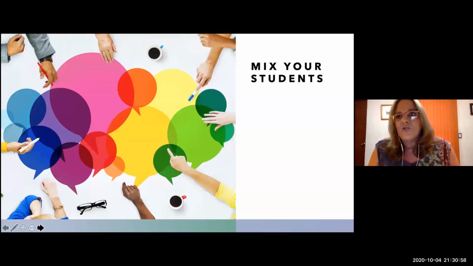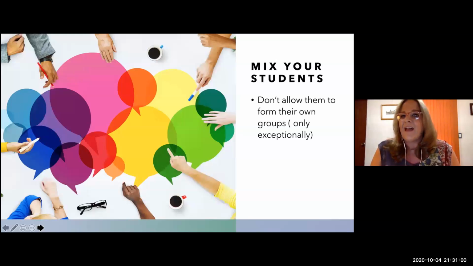Also, it's a good idea to mix your students all the time, and don't allow them, please, to form their own groups. Perhaps you can do this exceptionally, but it is a good idea to have them mix all the time. If possible, we'll have everybody work with someone different along the course, so that they get to know their partners, and apart from that, they get used to this idea that, well, we have to collaborate and be ready to collaborate with everyone.